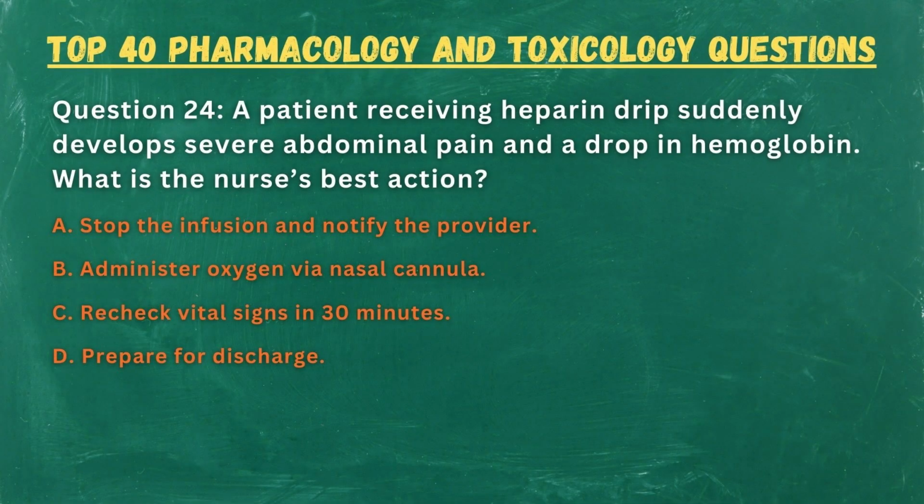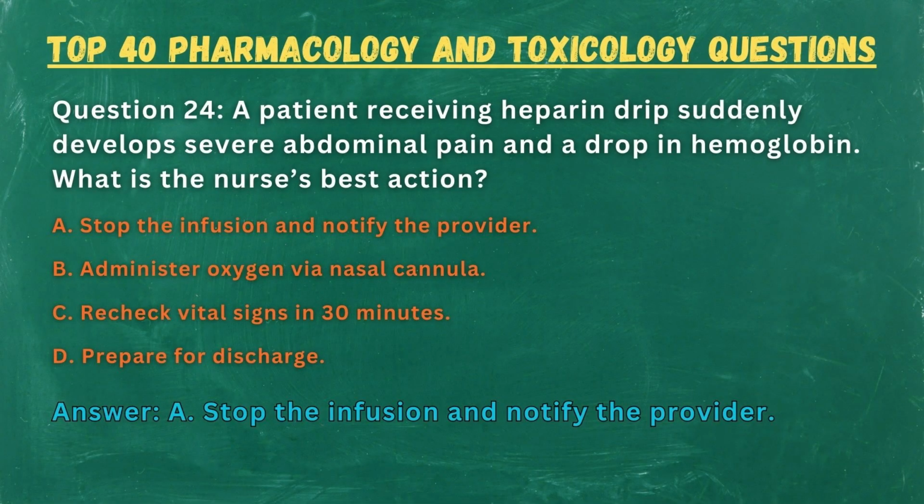Question 24. A patient receiving heparin drip suddenly develops severe abdominal pain and a drop in hemoglobin. What is the nurse's best action? A. Stop the infusion and notify the provider. B. Administer oxygen by nasal cannula. C. Recheck vital signs in 30 minutes. D. Prepare for discharge. Answer: A. Stop the infusion and notify the provider.